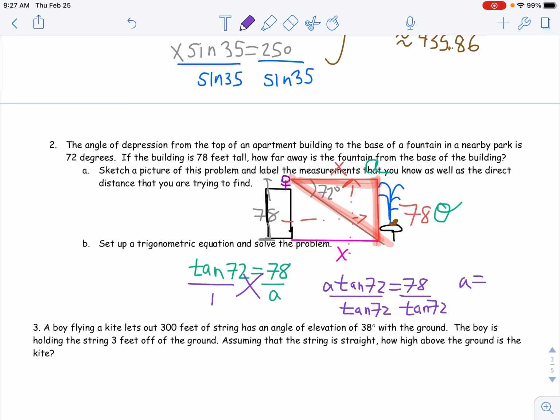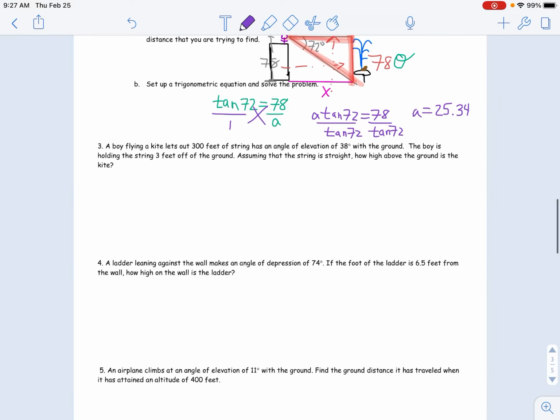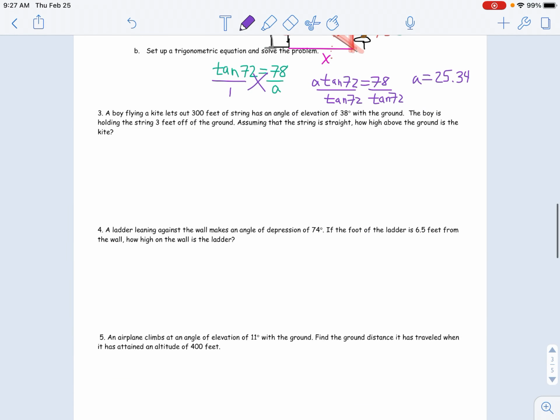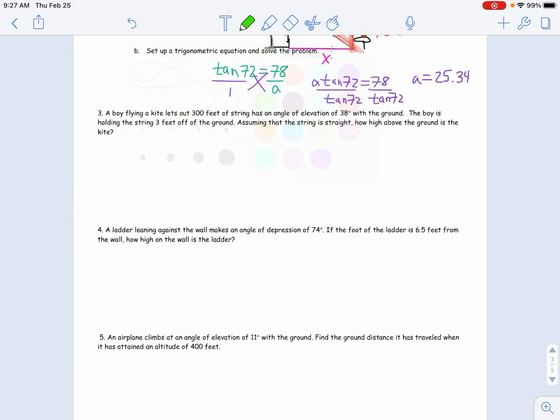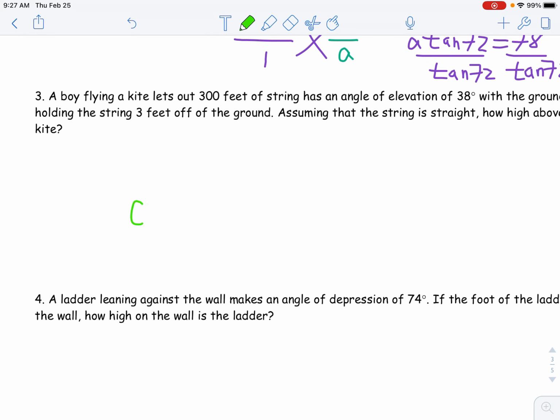And we're going to get 25.34. Okay. Keep cruising right along. So a boy is flying a kite, 300 feet of string, and has an angle of elevation of 38. So what does that mean? This dude will be green. He's literally sick. All right.